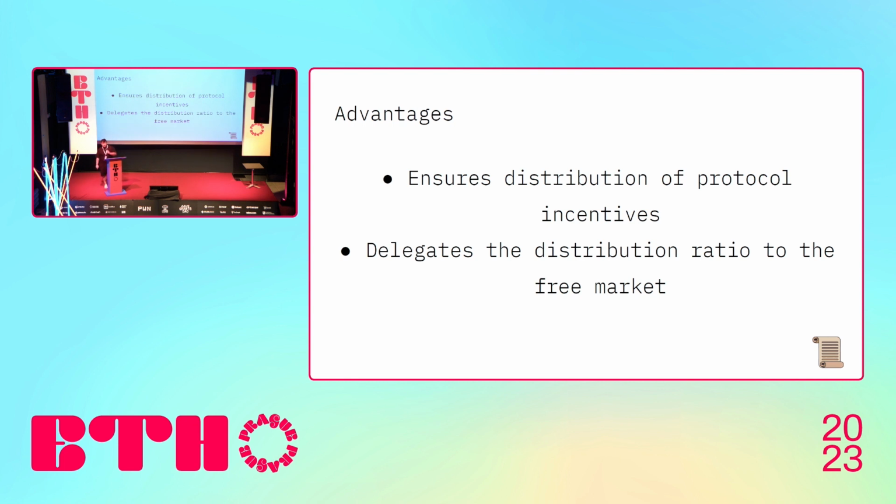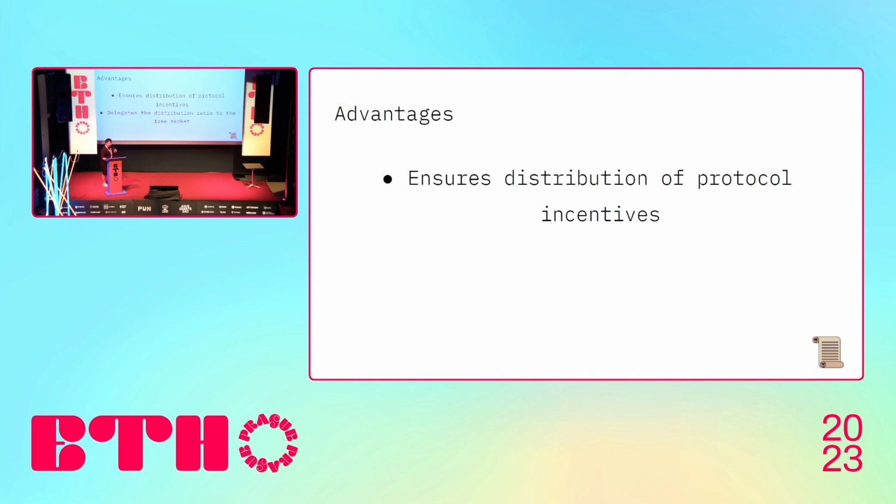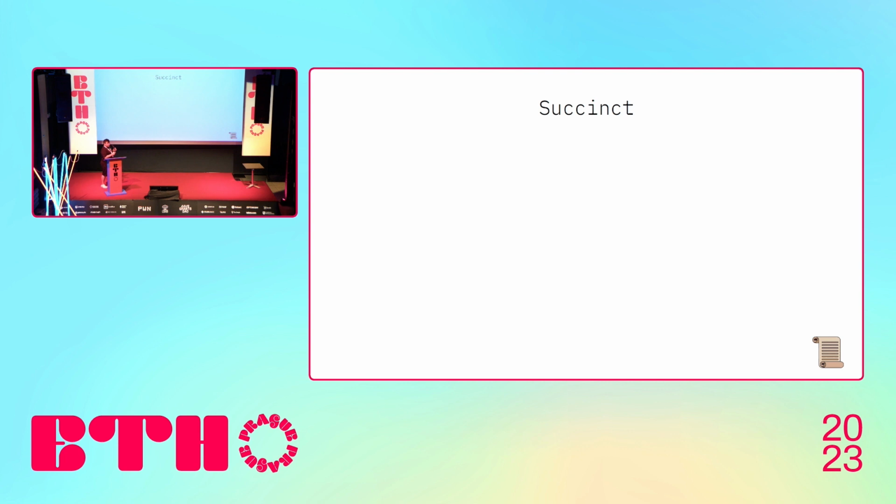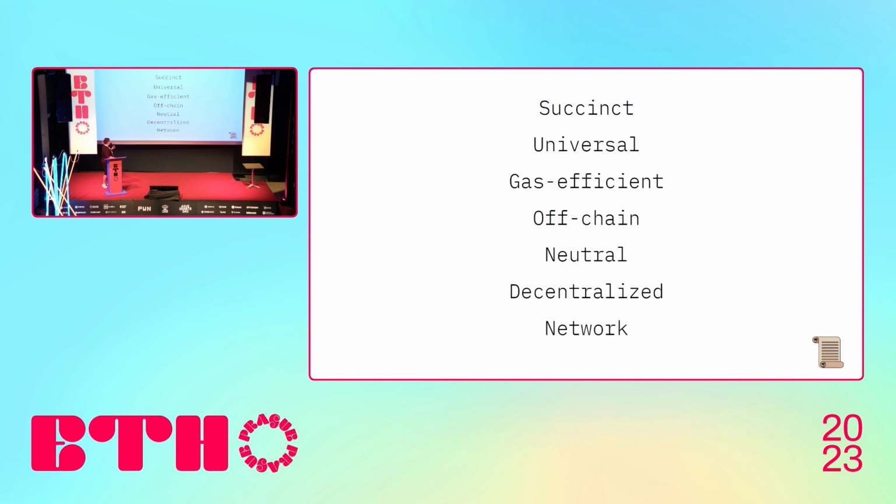Bear in mind that I don't think anyone actually implemented it, and things might change, but that's the direction where I think we should go in terms of sequencer and prover separation. And all of us have the same goal, is to build a protocol that is succinct, universal, gas efficient, off-chain, neutral, decentralized network.